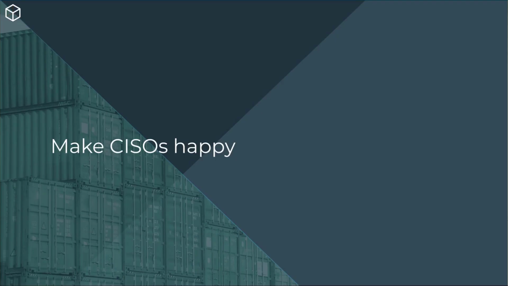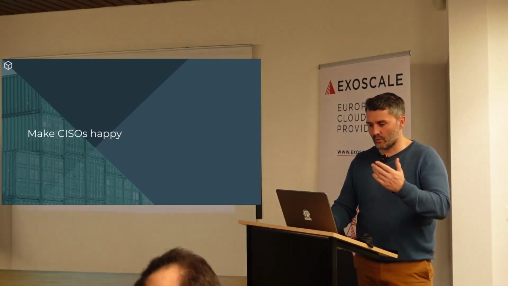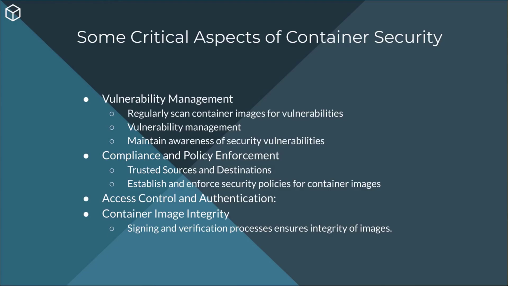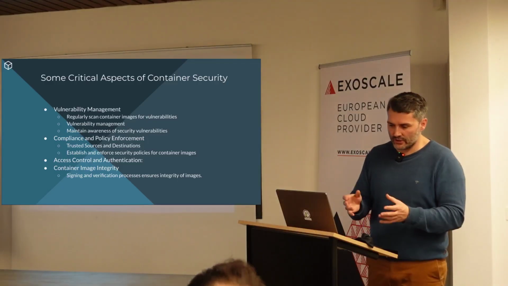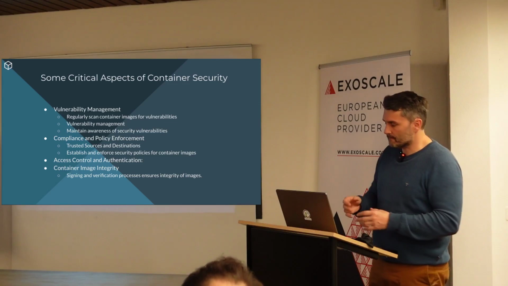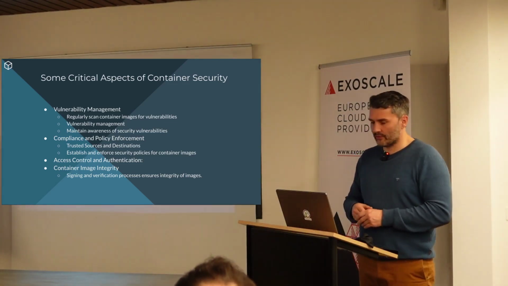Right. So let's talk about how we can make CISOs happy. What are the critical aspects of container security for a CISO? If we take the role of a CISO, what does he have to look for? So he needs to know what the vulnerabilities are in the software artifacts, what the vulnerabilities are in the images. Those requirements are very important for them.